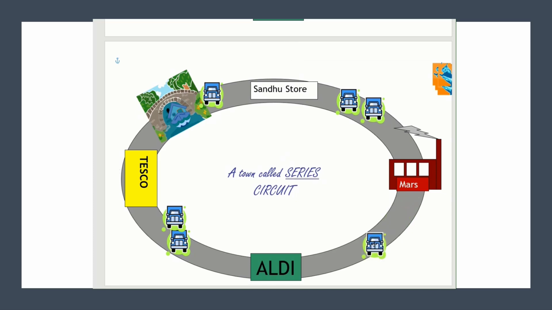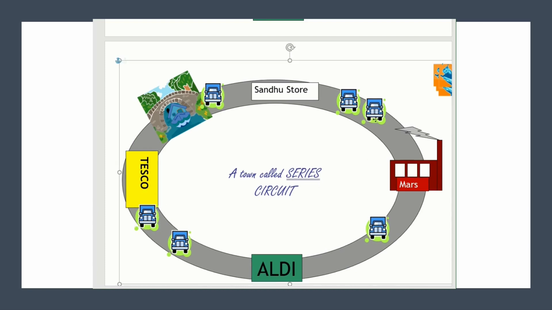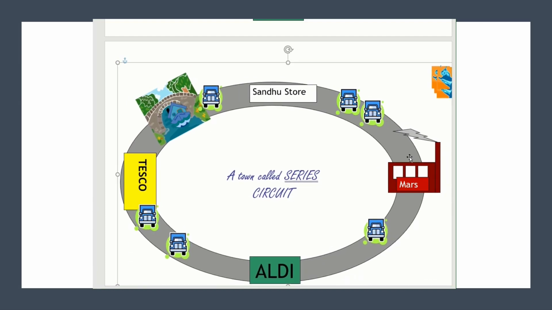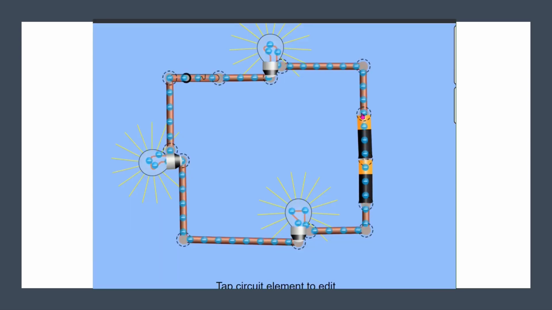So these electrons will move around the circuit. They'll make a delivery to Aldi. They'll make a delivery to Tesco. They'll go over the bridge. They'll take a delivery to Sandu stores. They'll go back to the factory, get filled up with more Mars bars, and away they'll go again. Now there's lorries all the way around the circuit. They don't all start from the Mars bar factory, but they all head towards the Mars bar factory to get filled up with energy. If we go back to our simulation, here we've got electrons moving around the circuit.